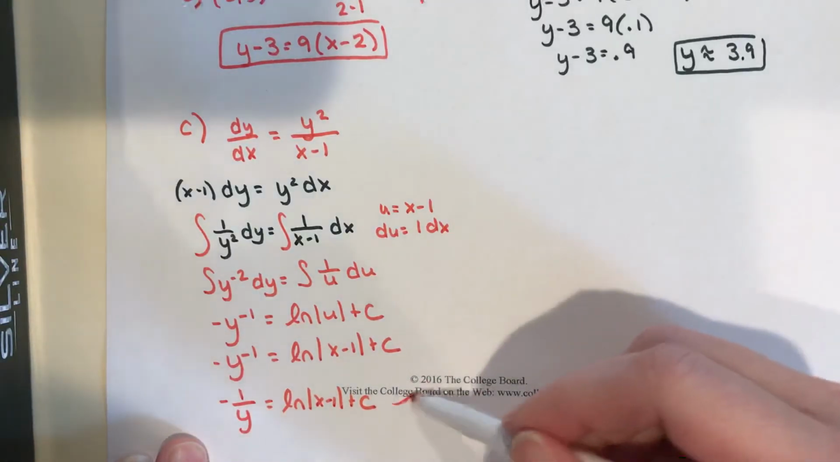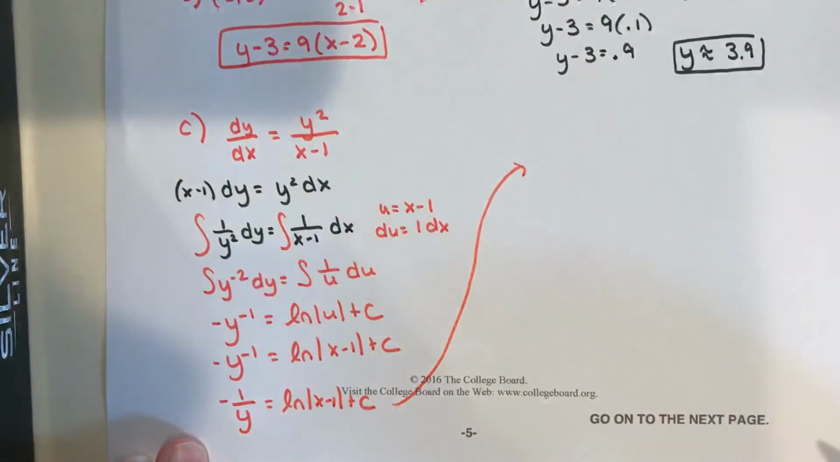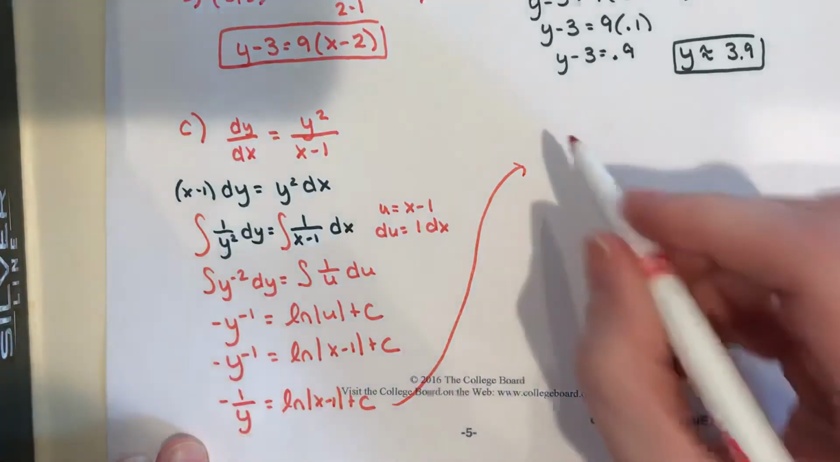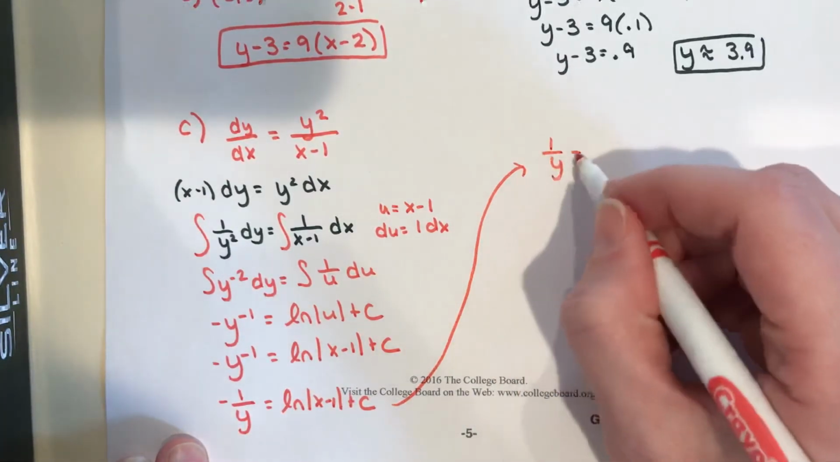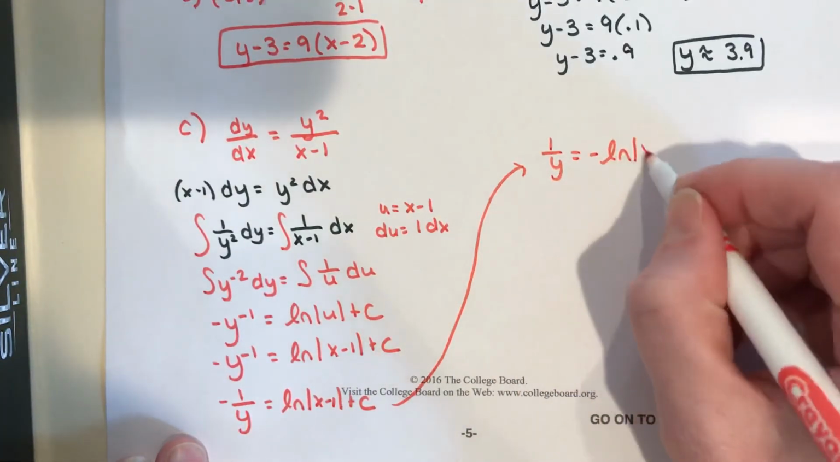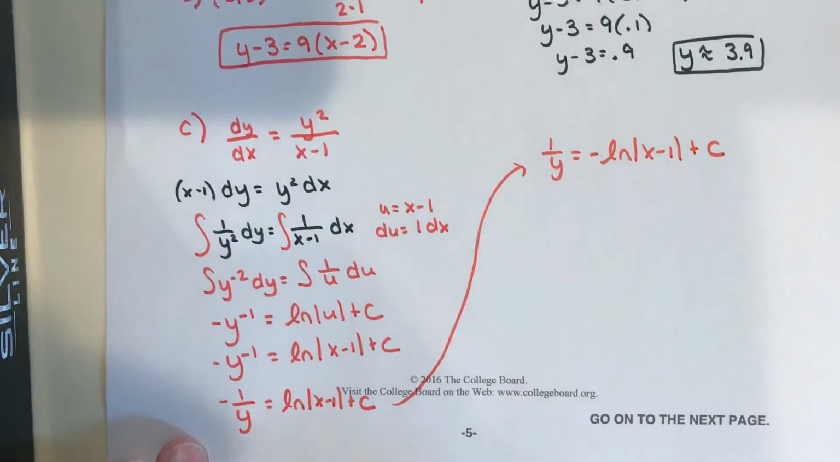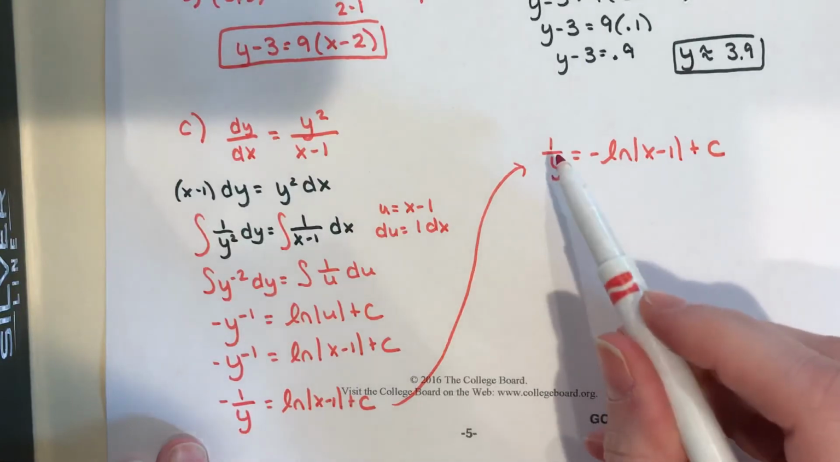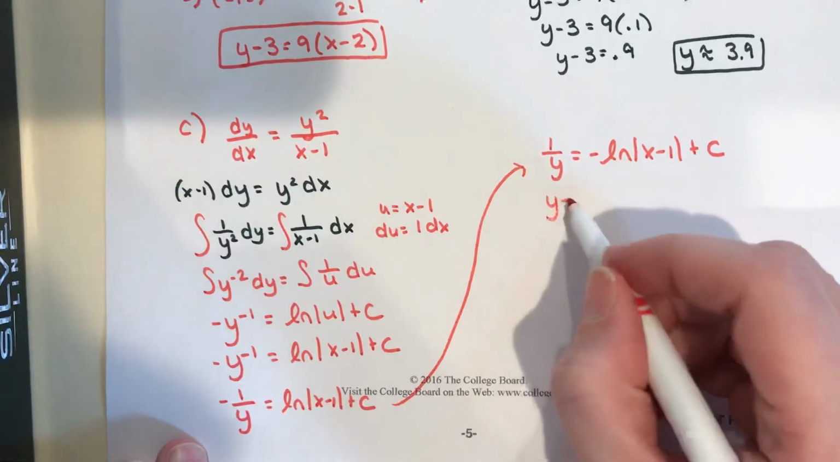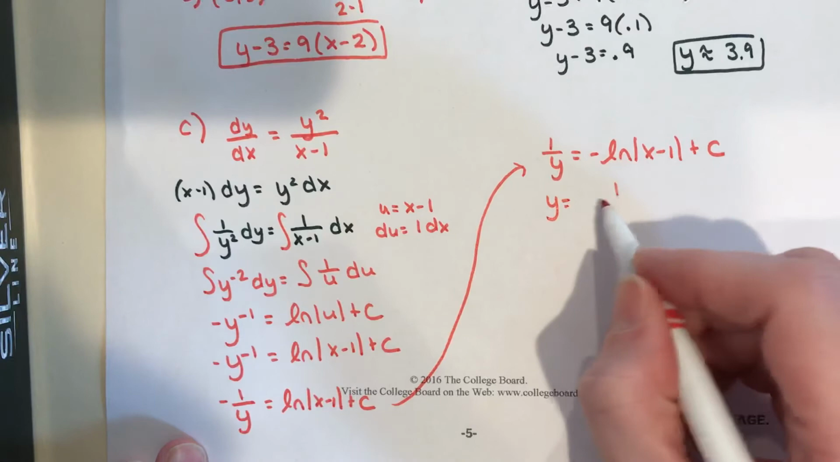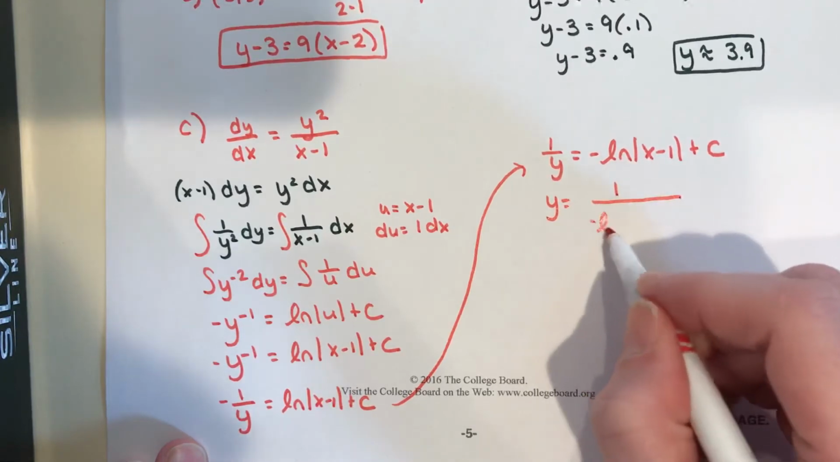I'm going to bring this up to the top here so I have a little more space to work. I'm going to divide both sides by the negative. So 1 over y equals negative ln of x minus 1. And the plus c still stays a plus c. And a quick fix to move the y to the numerator is to put y equals and then put the right side in the denominator.